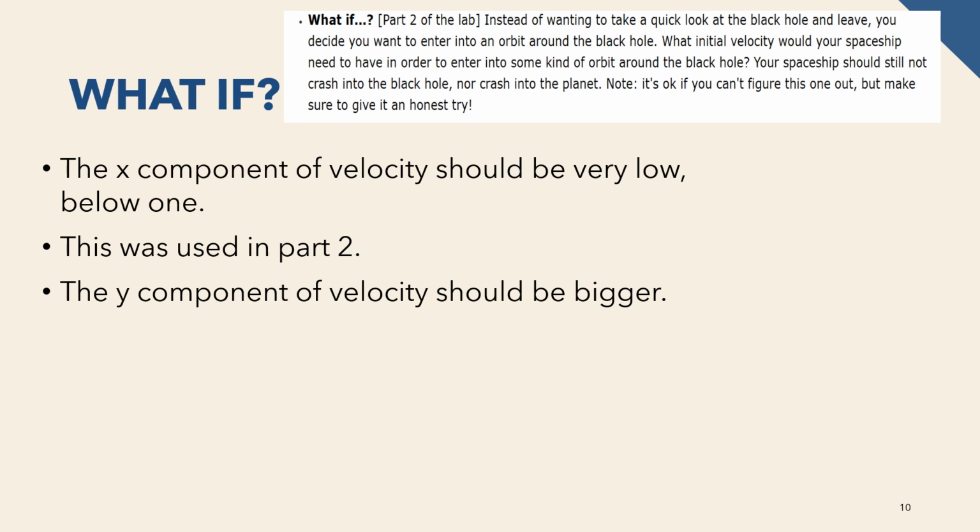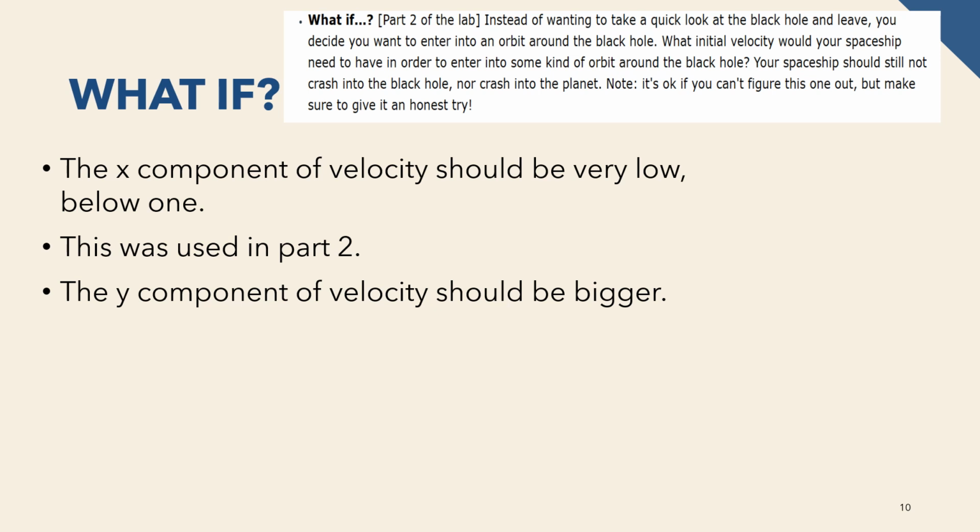All right, what if? What if you wanted to take a quick look at the black hole and leave? You decide you want to enter an orbit around the black hole. What initial velocity would your spaceship need to have in order to enter some kind of orbit around the black hole? So basically, the x component velocity should be very low, below 1.